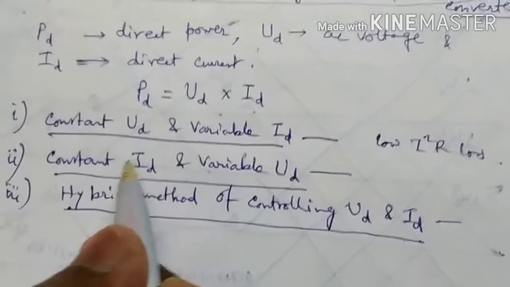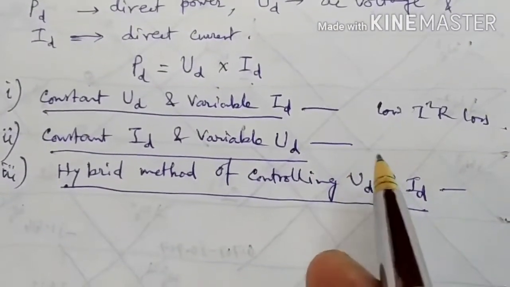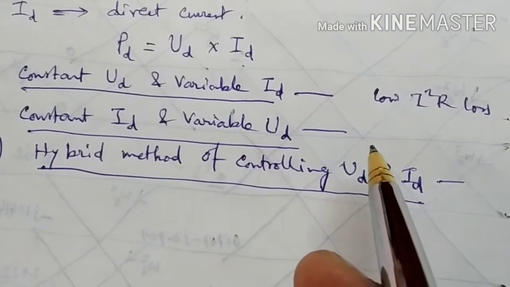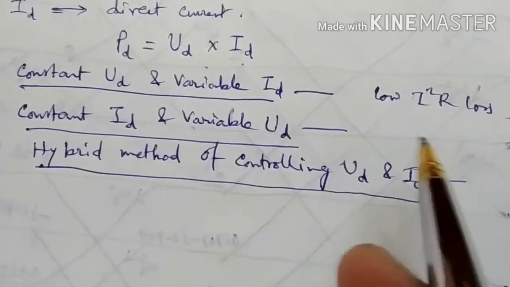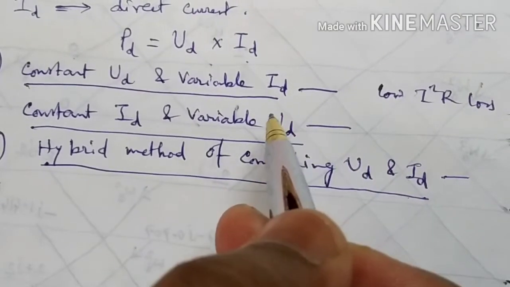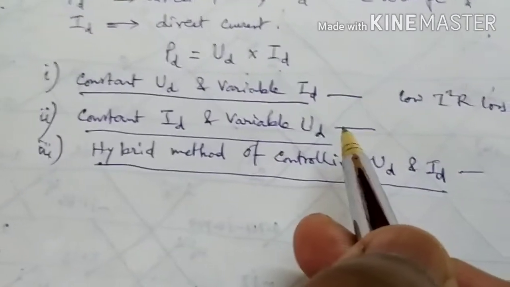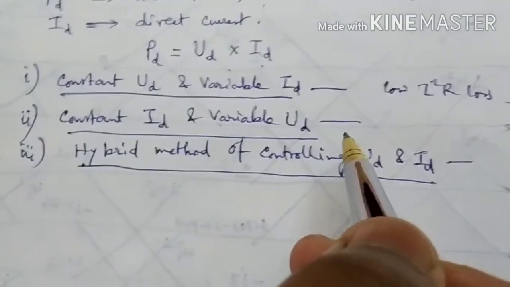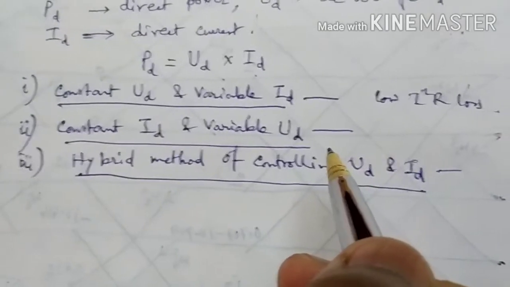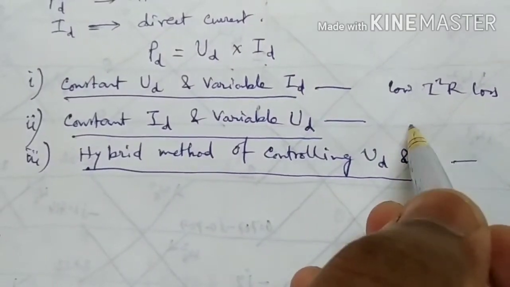And for constant direct current and variable AC voltage, this method has the disadvantage that the direct current is constant irrespective of load. So the I square R loss is also constant, corresponding to the full load value. As AC voltage is variable, it has to have a very wide range which is beyond the permissible limit of AC systems. So this method is not used.